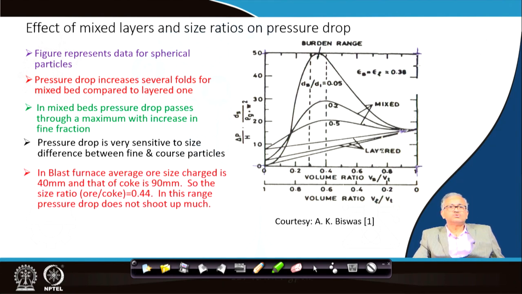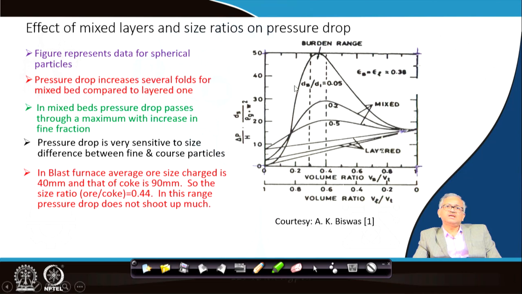The ore size is usually 40 millimeter on average, and the average coke size is 90 millimeter, so your ore to coke size ratio is around 0.44, very close to 0.5. So if mixed bed formation is also there, then the pressure drop is increasing in the mixed bed, but not very significant, okay? That is there, but not very significant.